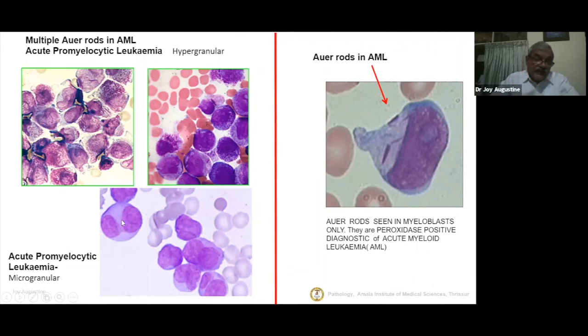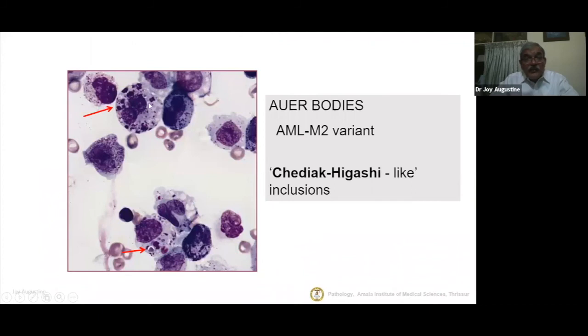But if you do a peroxidase stain on this, you'll find it strongly positive. Now these are the Auer rods which are seen in conventional classical acute myeloid leukemia. Sometimes you may find Auer bodies or large nodular aggregates of granules in the cytoplasm of the blast cells. And this is a feature which you associate with one specific type of myeloid leukemia, that is AML-M2 variant, and this is called the Chediak-Higashi-like inclusions. So this point may be noted.